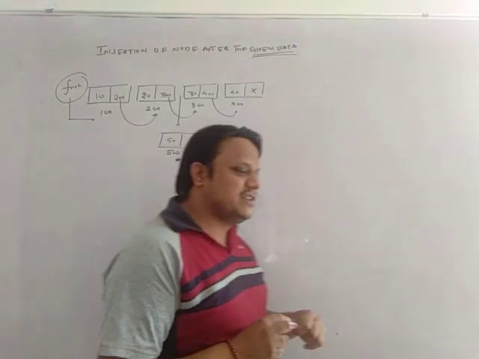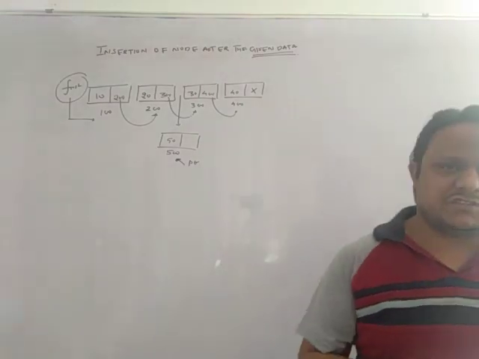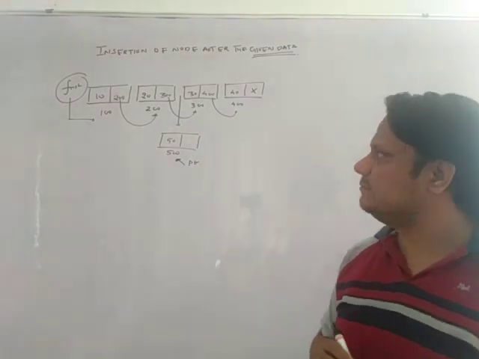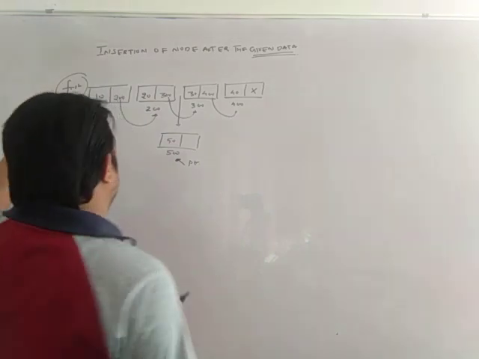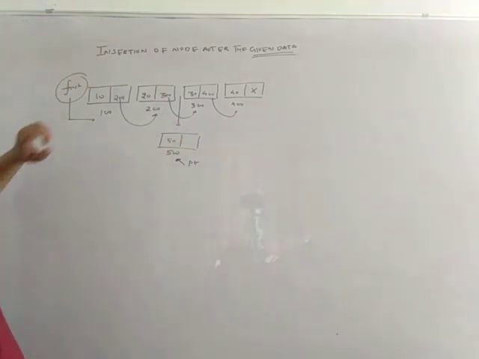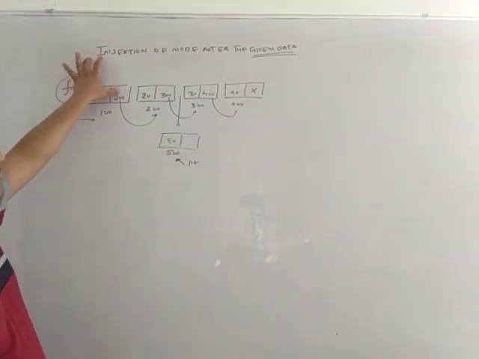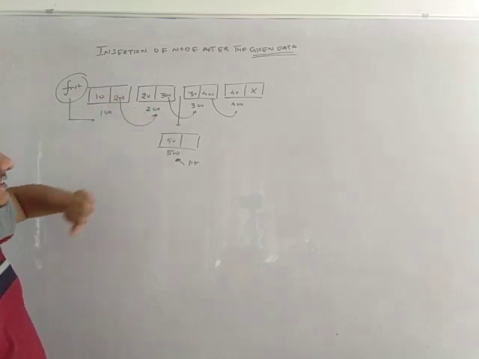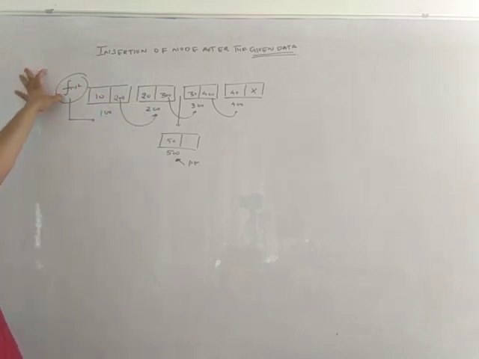Hi guys, so in this session we'll see how to insert a node after the given data in a single linked list. So again, let's suppose this is your linked list, divided into two parts: the info part and the link part. The link part contains the address of the next node. This is the first pointer, which always points to the first node of a linked list.